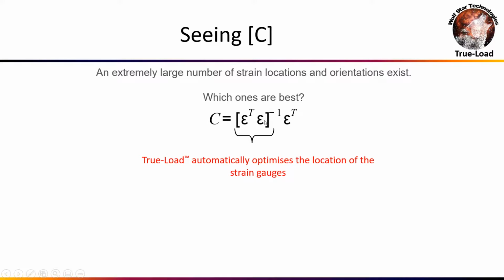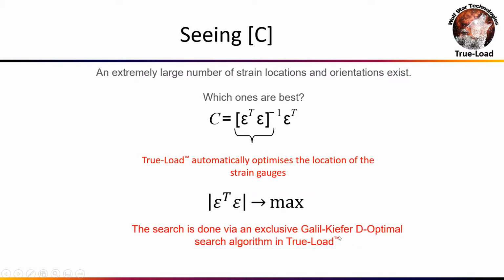We recognize that the definition of an inverse is the cofactor of the matrix divided by the determinant. So the thing in the bottom, the determinant, we don't want that to be 0. We want that to be maximum. So our objective function is to maximize the determinant of strain transpose strain, and we do that search with this Galil-Kiefer D-optimal search algorithm. It's a very efficient sequential exchange operation for getting to the optimal strain gauge placement.